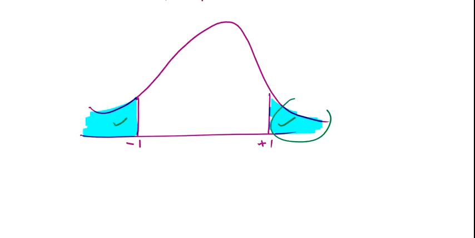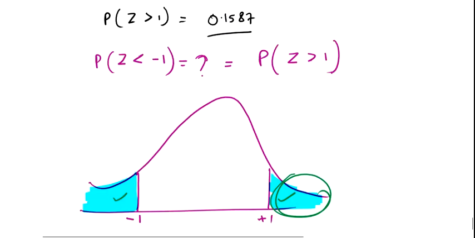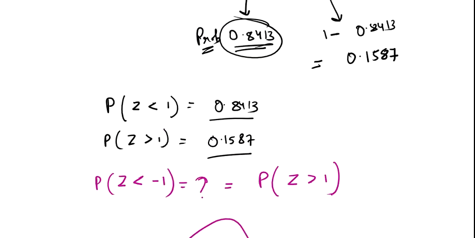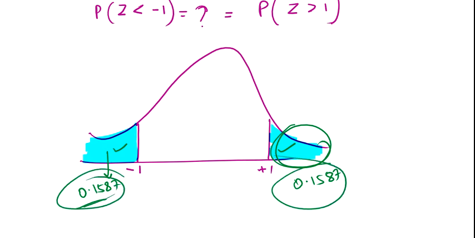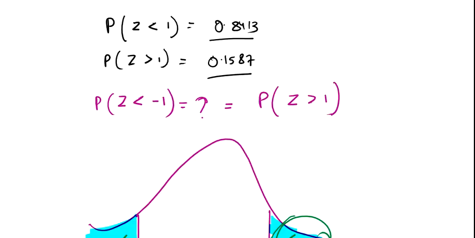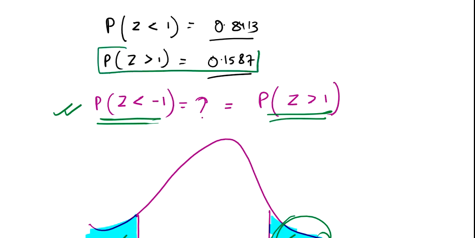So if the probability of this side is 0.1587, then the probability of this side is also 0.1587. Please satisfy yourself, because if the area is the same, then the probability is definitely the same. Okay, coming back to this portion again. First of all, if I'm saying that they both are equal, how have I calculated this portion?